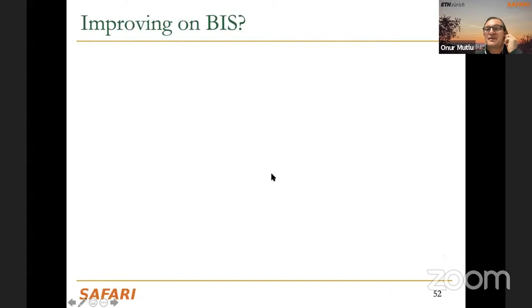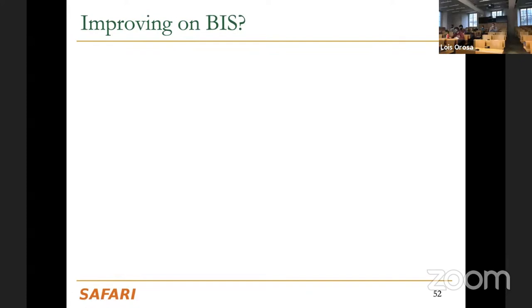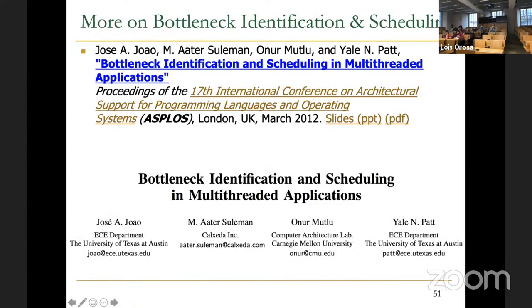Yes, please go ahead. So this paper is from almost 10 years ago. Do you know if any of this has been implemented in actual processors yet? Or so I don't know.